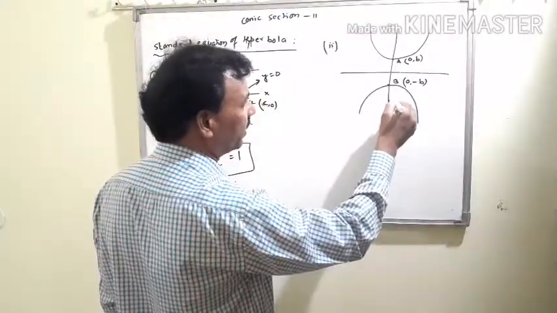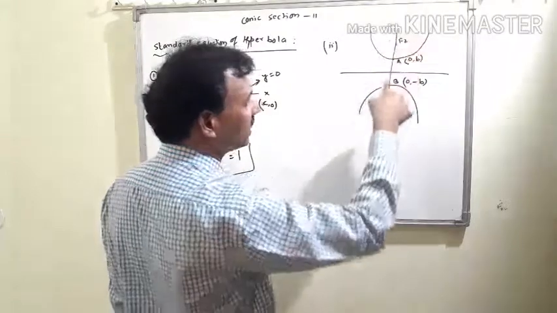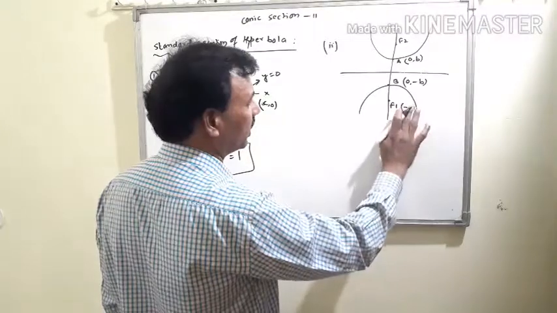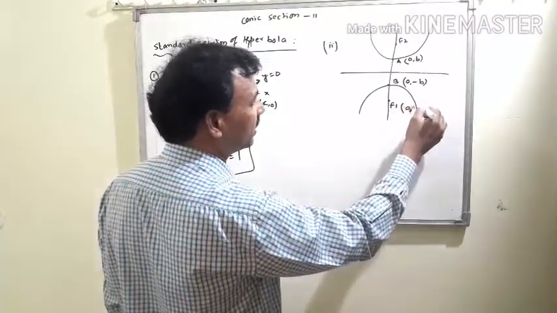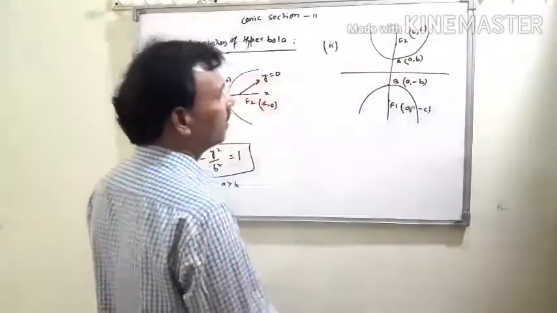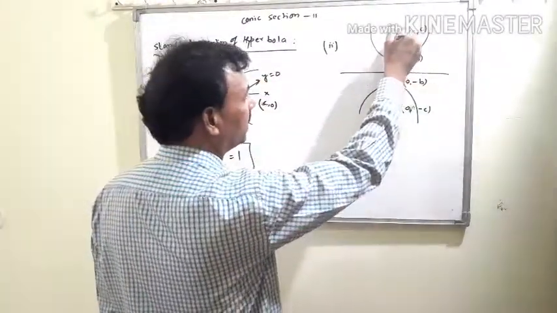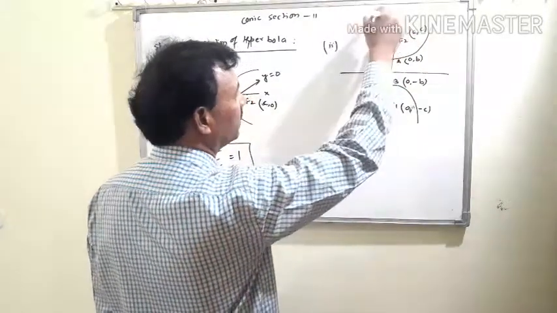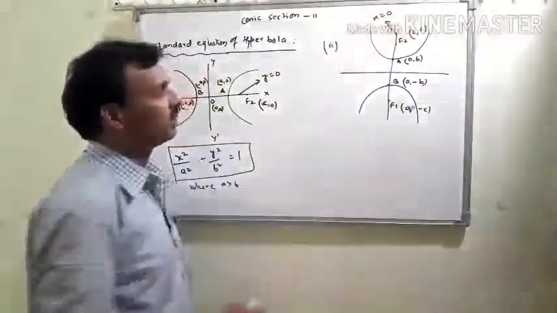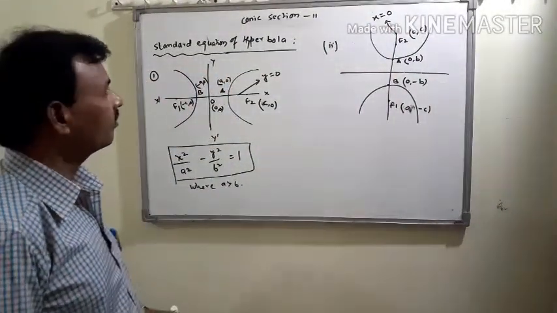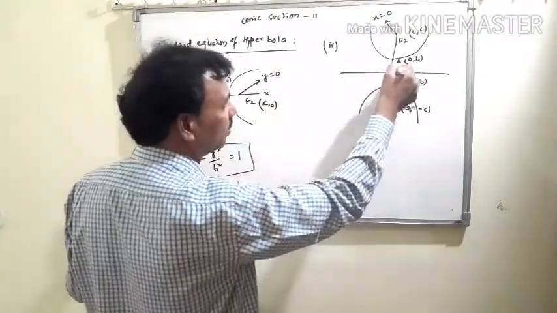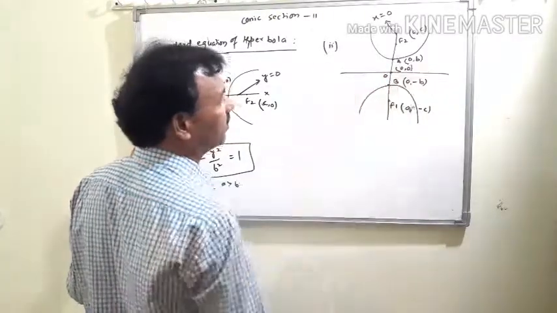Since this is F1 and this is F2, the foci of this hyperbola have coordinates 0, minus c and 0, c. The axis of this hyperbola will be the y-axis. That means the equation of the axis of the hyperbola will be x equal to 0, which is the equation of the y-axis. This is the center of the hyperbola at the origin, so the coordinate of this will be 0, 0.